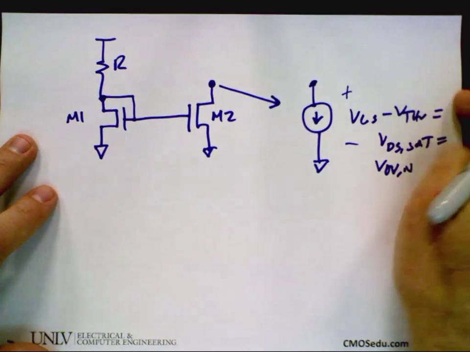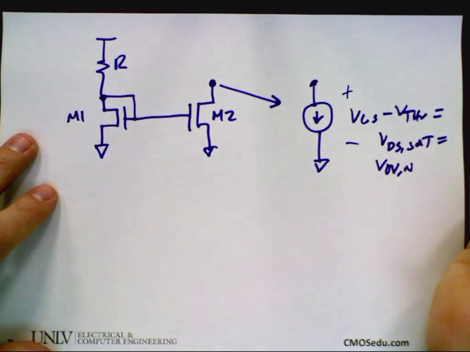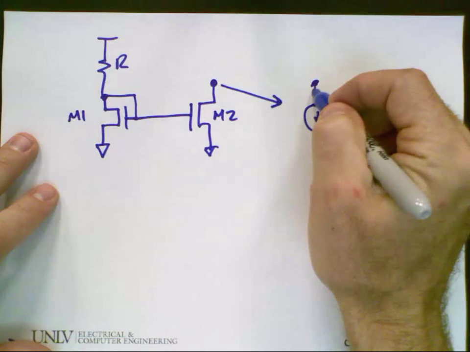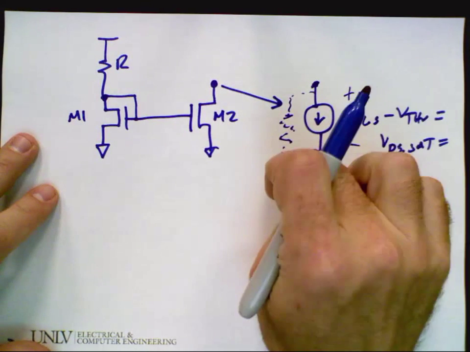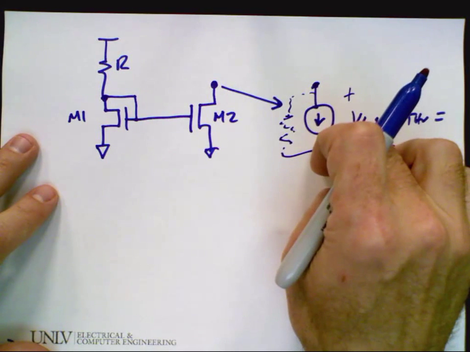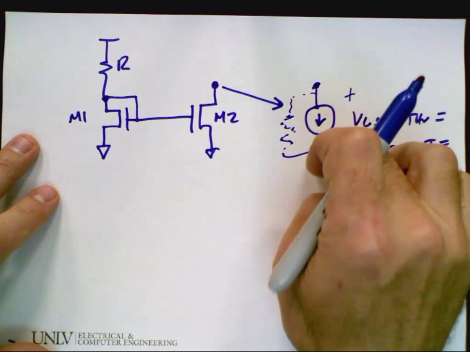Okay, if I wanted to accurately model this though, what would I also add? A resistor. But I'm not going to do that. I'm just going to know that the current sink is imperfect. Okay, does everybody follow that?